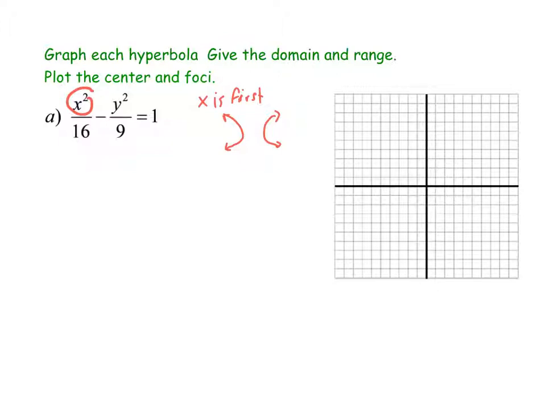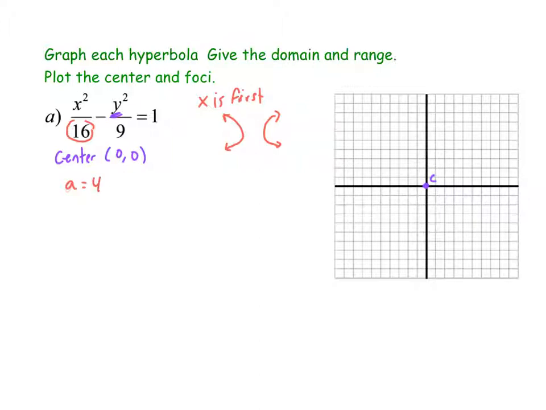Okay, so what I want to know from this is what the center is. And since there's nothing up there with the x and the y, that means the center's at 0, 0. So I'm going to go ahead and plot that. And then I want to know the distance from the center to the vertices. So that's a. And of course a is underneath the first one, so I'm looking at that 16, so the square root of that would be 4.